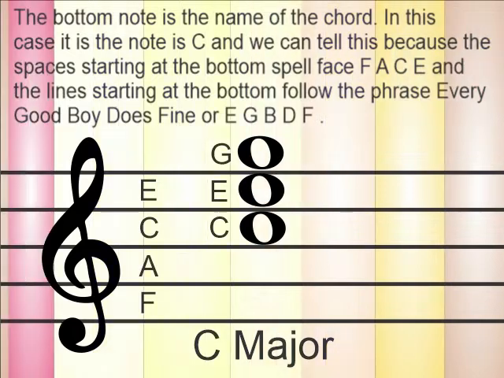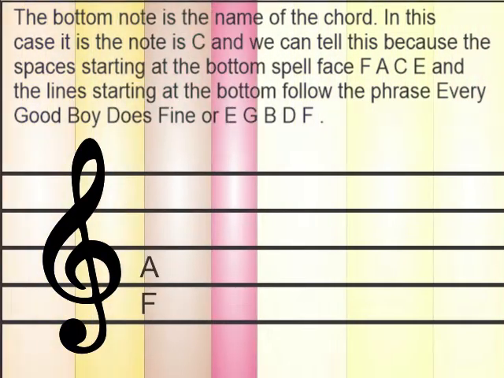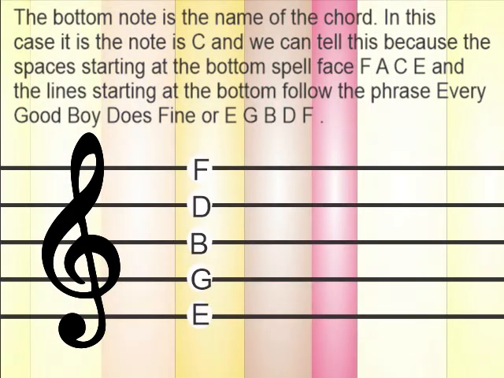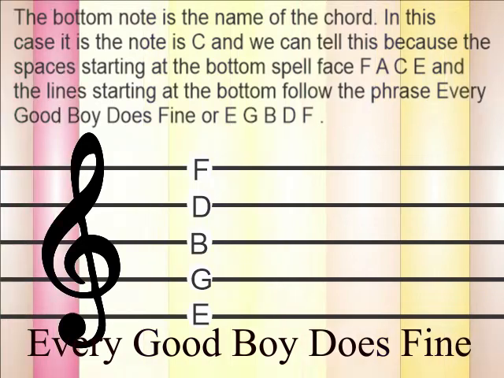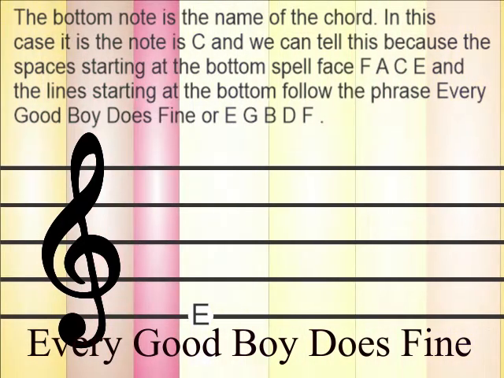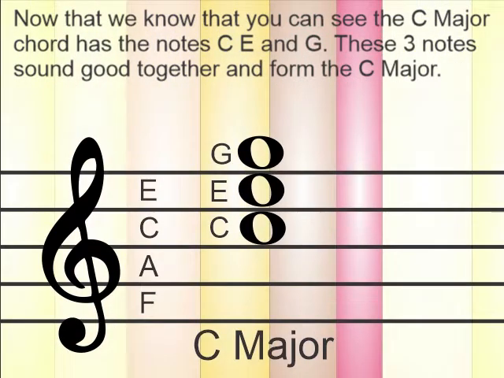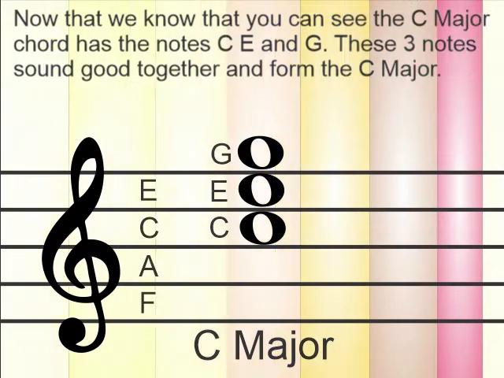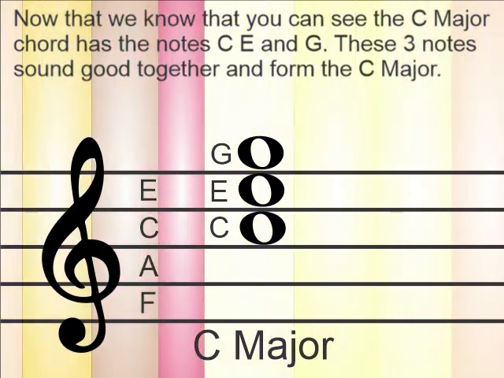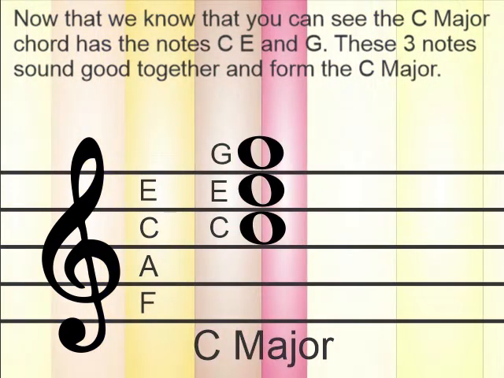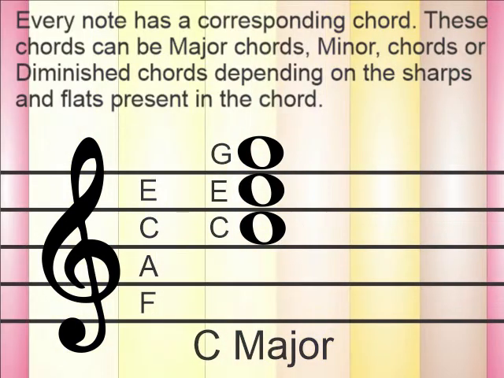We can tell this because the spaces starting at the bottom spell FACE, F-A-C-E, and the lines starting at the bottom follow the phrase, every good boy does fine, or E-G-B-D-F. This will tell you the name of the note. Now that we know, you can see the C major chord has the notes C, E, and G. These 3 notes sound good together and form the C major.